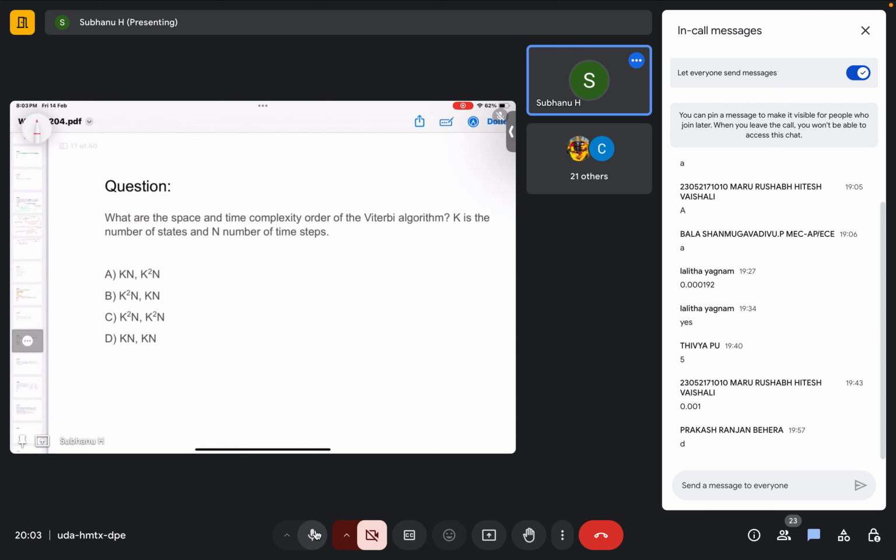Now come to this: what are the space and time complexity order of the Viterbi algorithm? In the beginning of our lecture, I have already told you what the Viterbi algorithm is, and if k is the number of states and n is the number of time stamps.